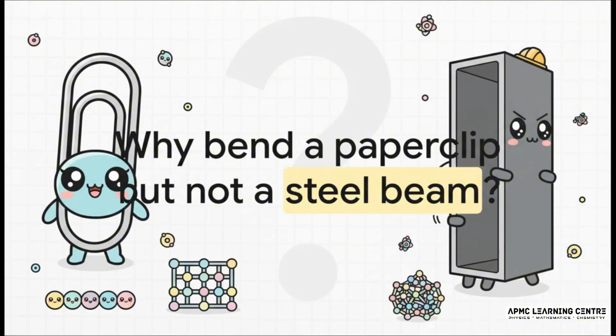Okay, let's kick things off with a simple question. Why is it that you can bend a paperclip so easily, but you can't even dream of bending a giant steel beam with your bare hands? I mean, they're both metal, right? So what gives one of them all that incredible strength? To figure that out, we've got to zoom way in, all the way down to the atomic level.